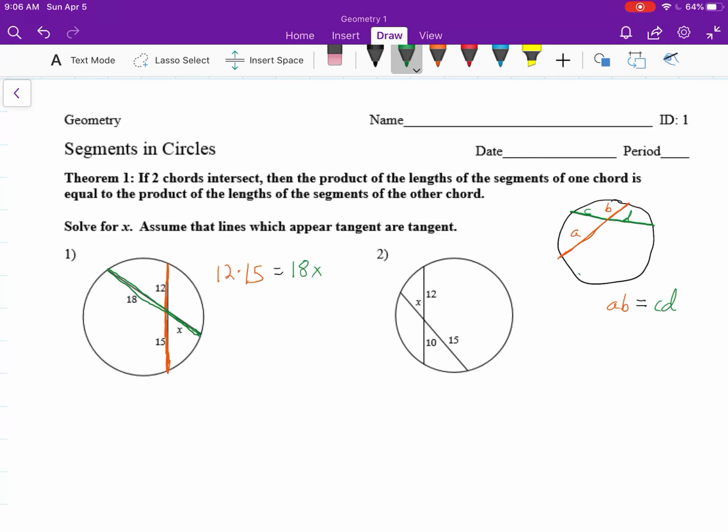And then we go ahead and solve. 12 times 15 is 180 equals 18x. We would divide both sides by 18 and we would get x equals 10. And that's how we use that theorem. Nice and simple.